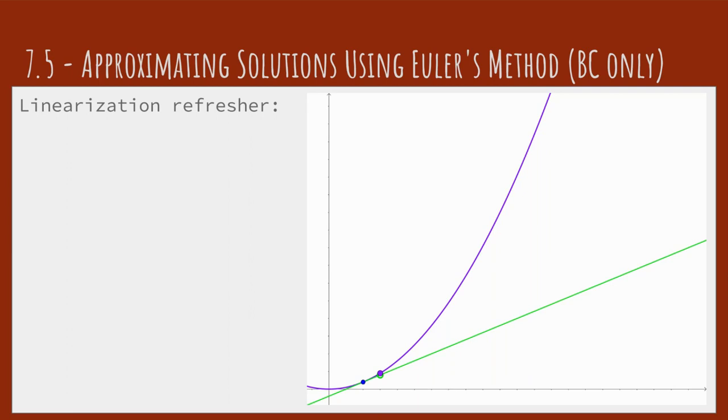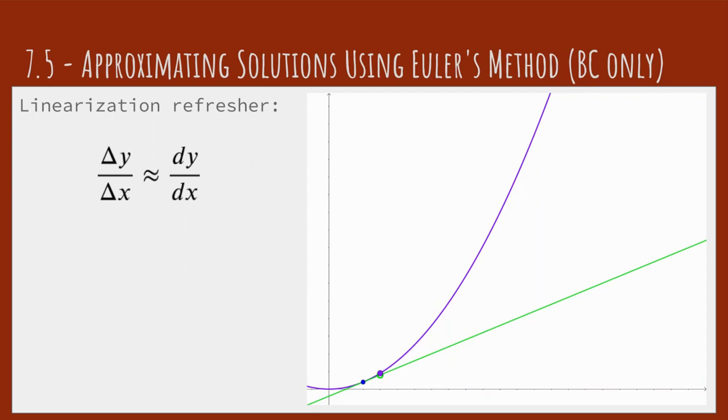Before we get into Euler's method, let's just refresh how linearization works. First of all, linearization is good at approximating the value of a function near a point of tangency. In the picture right here, we have a point of tangency, and we can use the tangent line to approximate the value of the function. You can see that the point on the tangent line and the point on the curve are pretty close to each other. As long as we're close to that point of tangency, finding a point on a straight line is going to be a pretty good approximation.